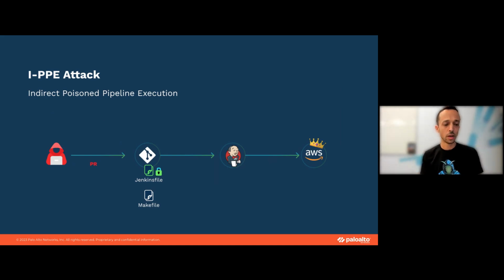What's happening here is that the attacker creates a pull request, but now he doesn't modify the Jenkins file with malicious code, but rather modifies the make file, as I just showed you, with malicious commands. With the creation of the pull request, the Jenkins pipeline is triggered, fetching the code with the original Jenkins file, which starts running its commands.